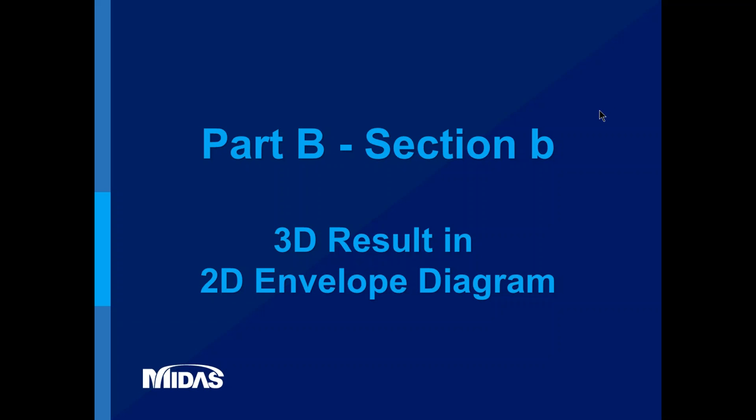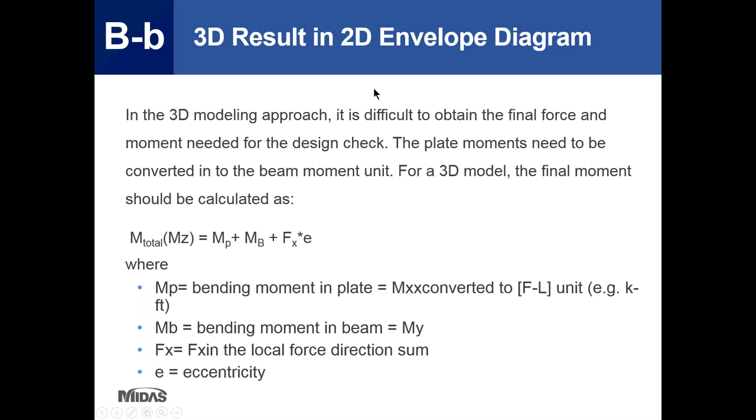So reviewing the 3D result in the 2D envelope diagram is what I want to address from this point on. In the 3D modeling approach, it's difficult to obtain the final force and moment that you need for the final design check. So the plate moment results need to be converted into the beam unit.